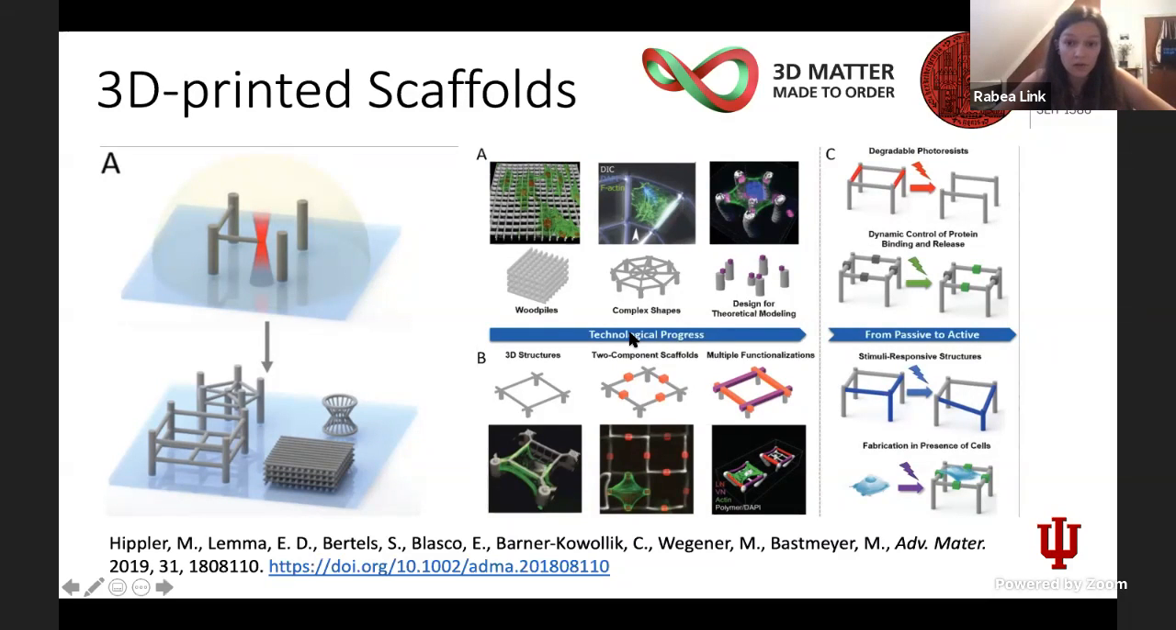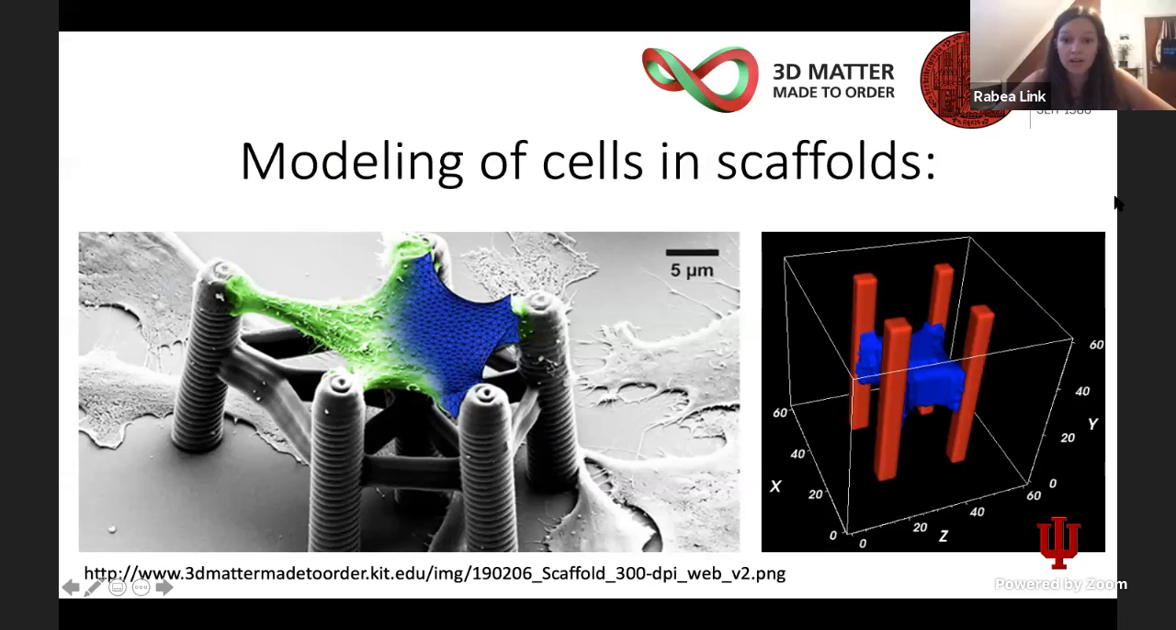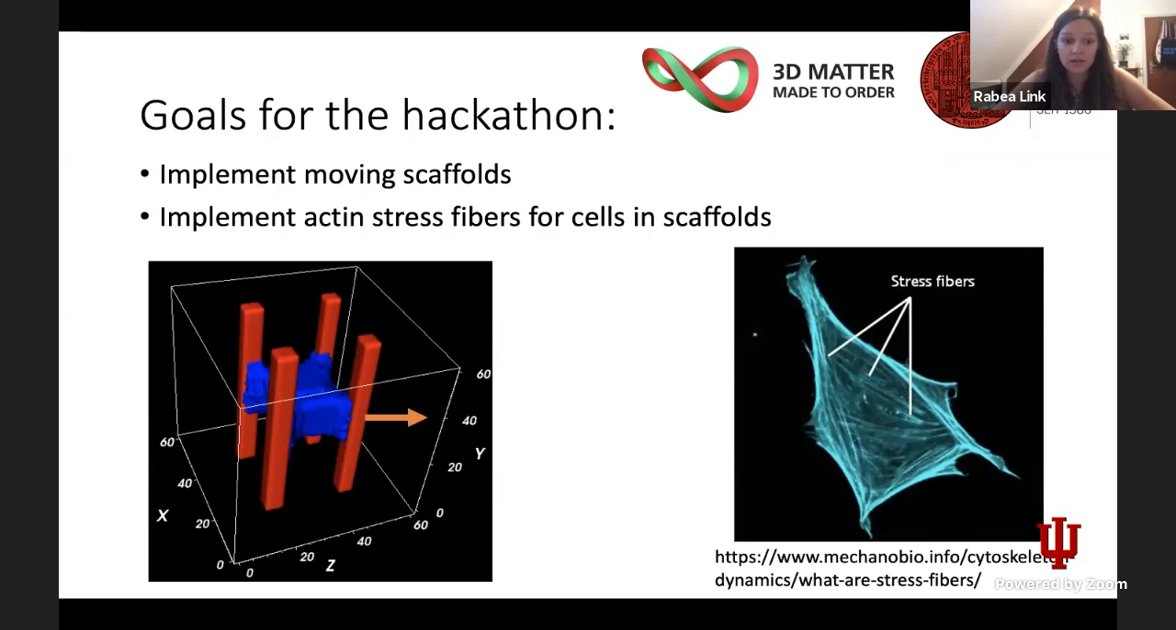And so previously we've done modeling of cells in scaffolds with surface methods and also a little bit with cellular Potts models. And what I would like to do during the hackathon is to use CompuCell3D to implement moving scaffolds. So as you can see in the image on the left, the pillars should move during the simulation. And I think we have to think about how this can be implemented so that the cell probably is still attached to the scaffold as it moves.